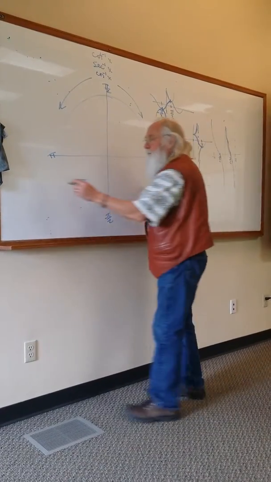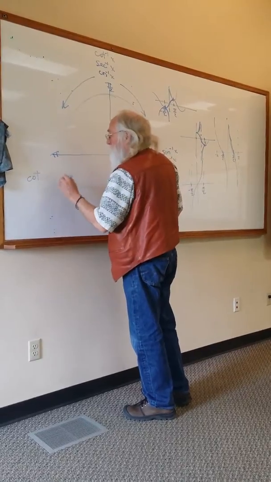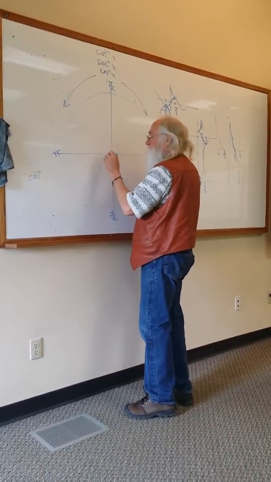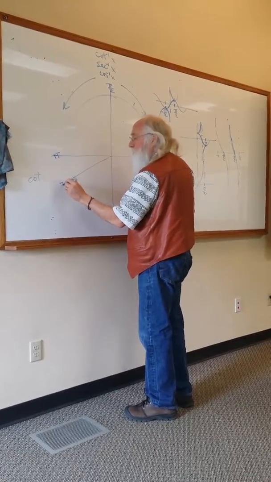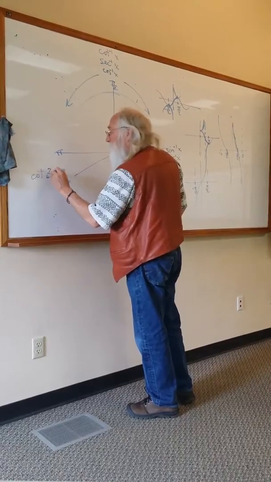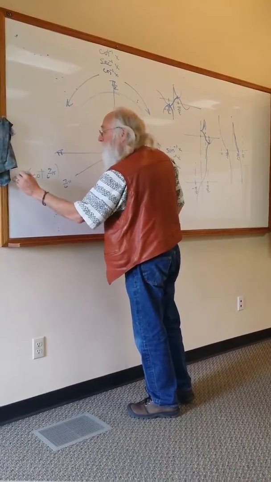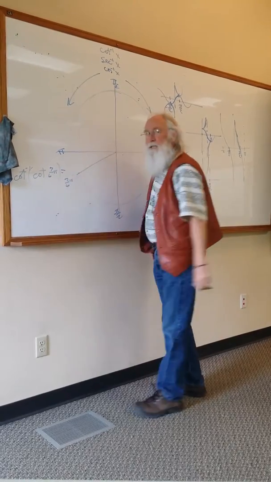So if you took the cotangent of 7/6 pi, right? It's right here. That's minus 30 degrees. 7/6 pi. You took the cotangent of 7/6 pi and then did the arc cotangent of that. You're not going to get back to 7/6 pi.